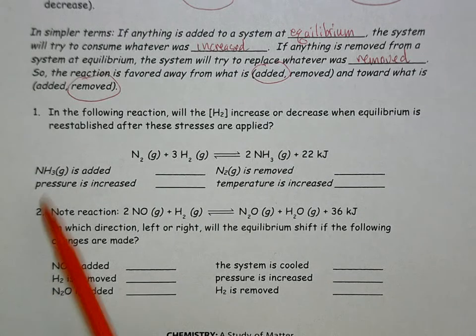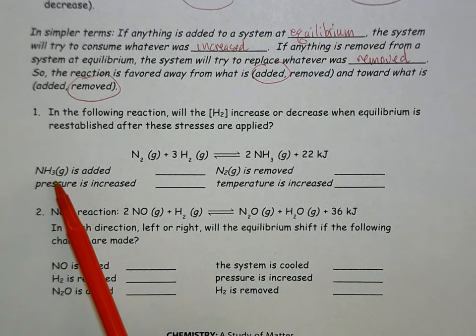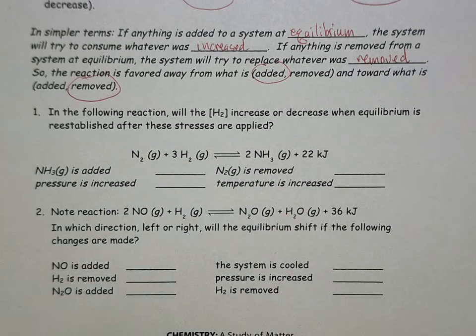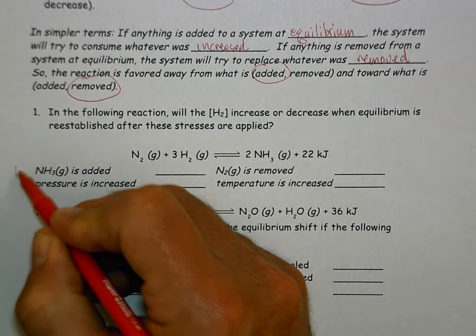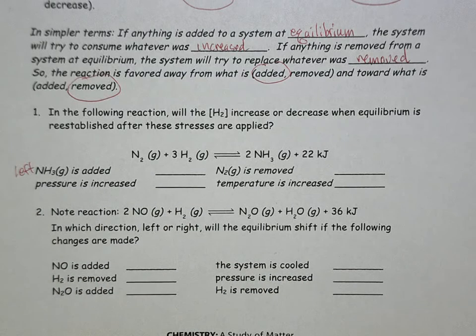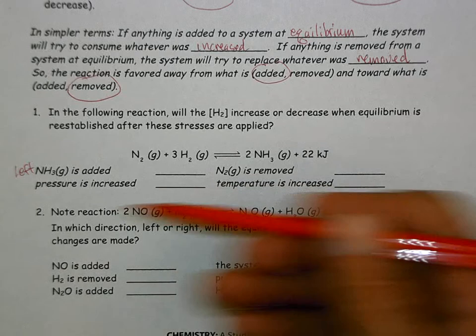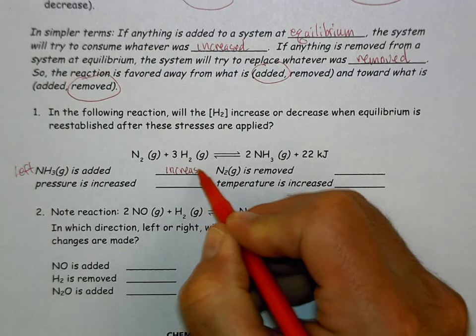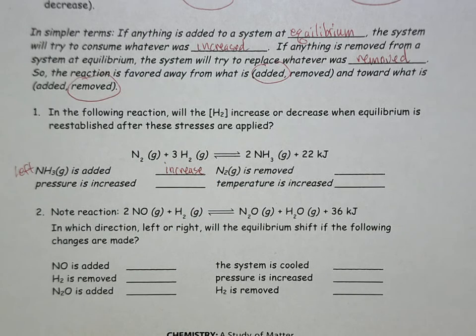So NH3 is added. Okay, NH3 is over here on the right side. Remember, when we add, we go away from that. So this is basically going to be a shift left. And if it shifts left, that's this way. Shift left then means the H2 will increase. So a shift left, whatever direction we call, that's the side those things become higher concentrations.